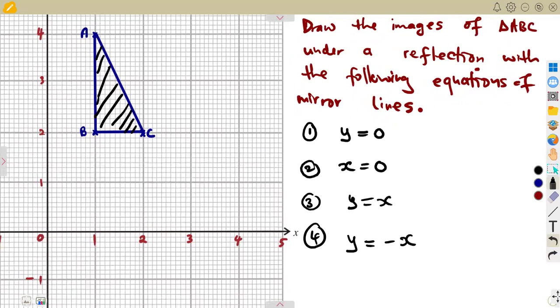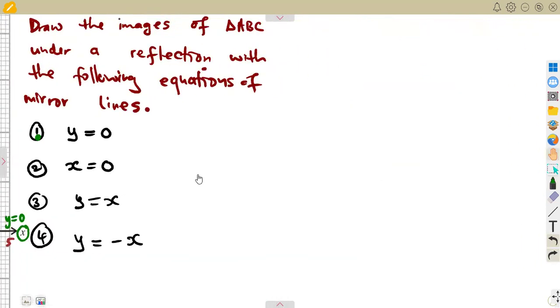Let's say number one, the line y is equal to 0 is our x-axis. Remember, that's the line y is equal to 0. So you could have transformed, remember the idea, the distance to the mirror line, same distance to the image. But now we are opting for another way because there are matrices that can represent these equations of our mirror lines. Remember, we talked about this.